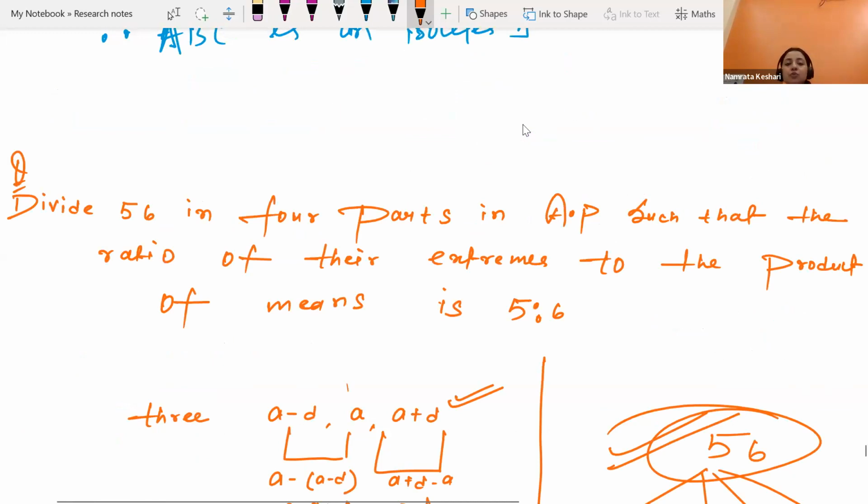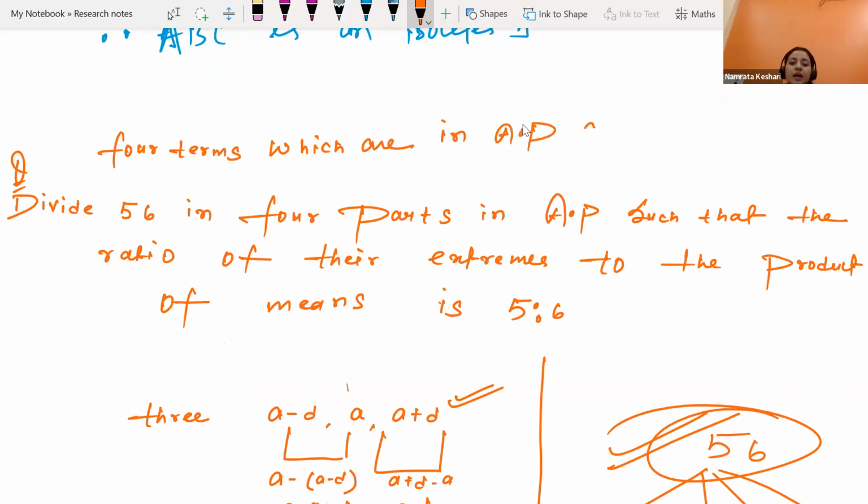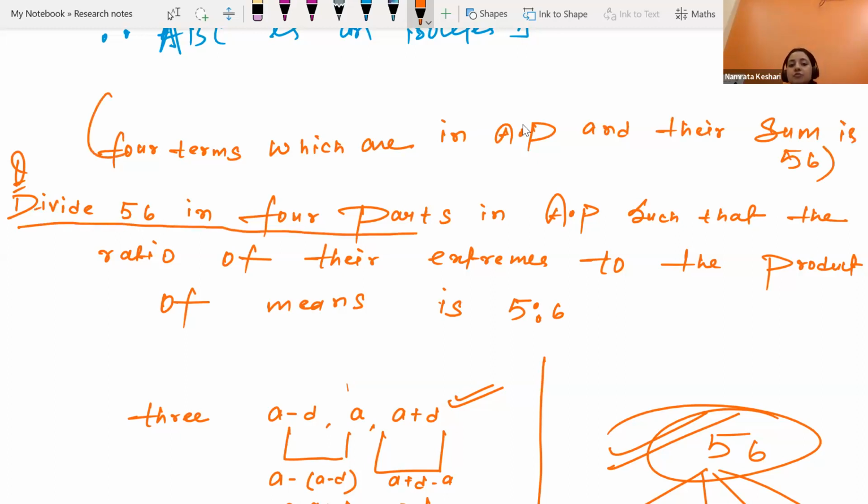Divide 56 in 4 parts in AP such that the ratio of their extremes. So basically the statement says that there are 4 terms which are in AP and their sum is 56. This is what the meaning of this statement is: divide 56 into 4 parts. Think about it.